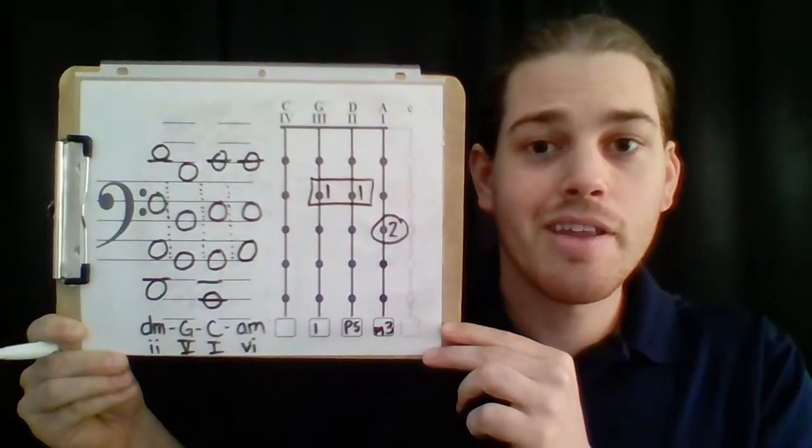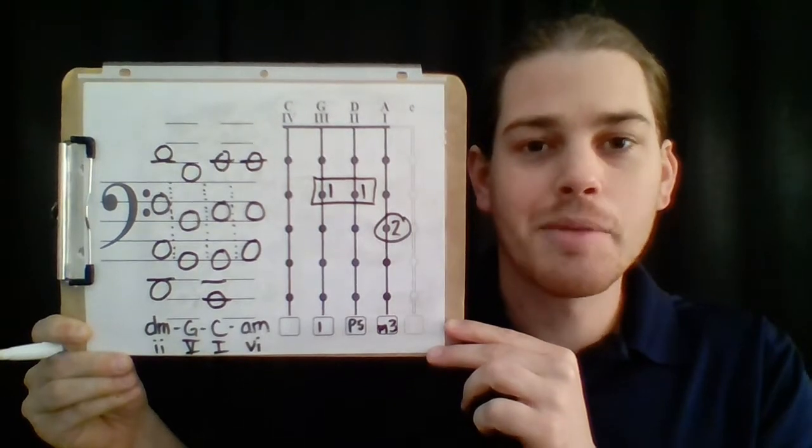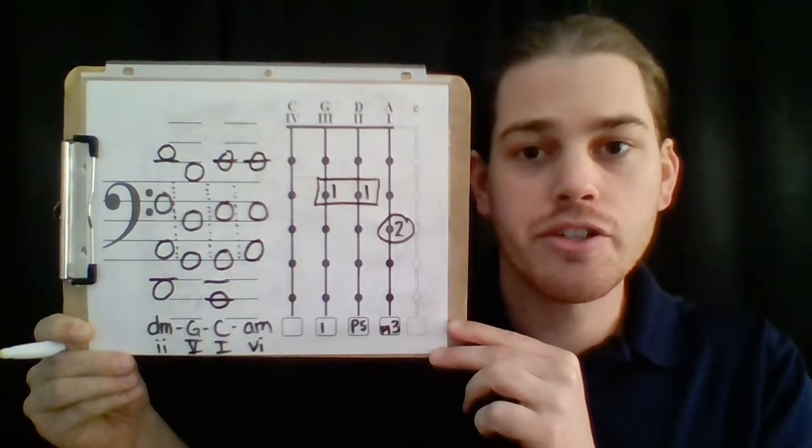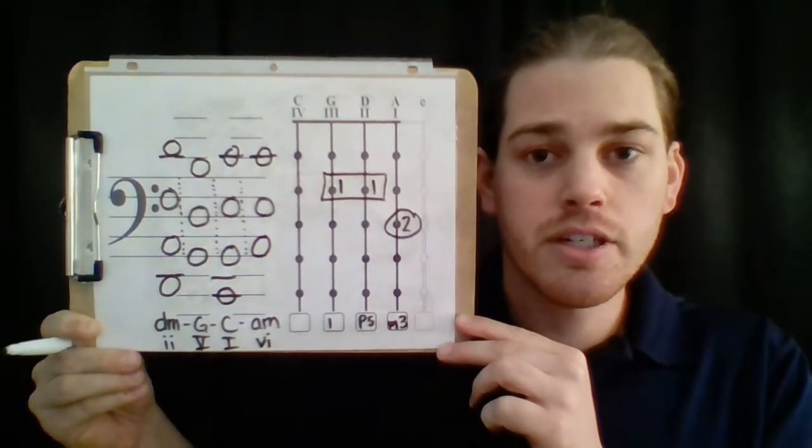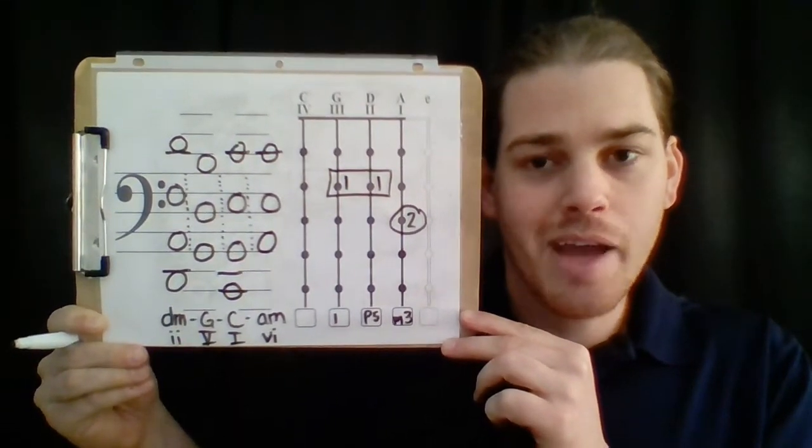Okay, let's try this chord progression again, but this time switch between the C string and the G string in the bass voice. The chord progression is D minor, to G major, to C major, to A minor.